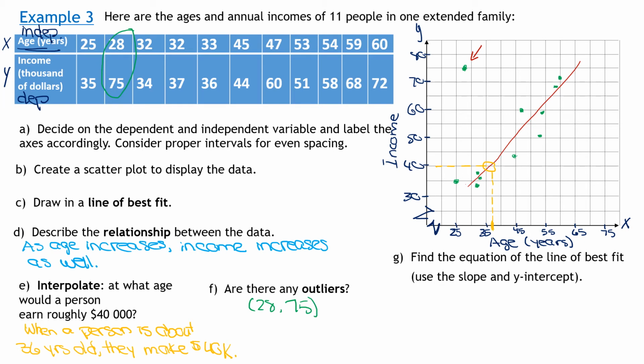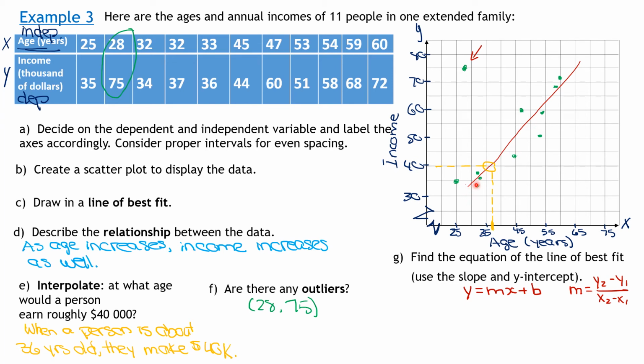G, find the equation of the line of best fit, use the slope and y-intercept. So I need to find the equation of my red line. Here's my very important formula for the equation of a line, y equals mx plus b. Well, the first thing I want to do is find m. So m is equal to, you have the formula memorized, y2 minus y1 over x2 minus x1. So I go up to my line, not to my chart with the data in it, because not all those points are necessarily on the line. So I go up to my line and I find 2 points.